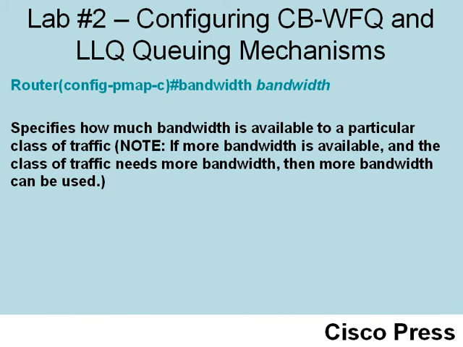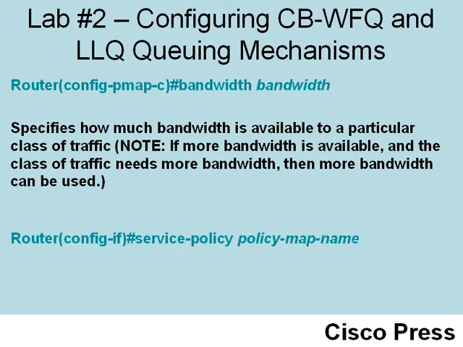Then after we've completed step 2 of MQC and configured our policy map, we're going to take that policy map and apply it to an interface. Specifically, interface serial 0/0 on router R2.